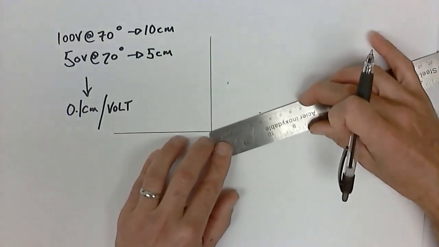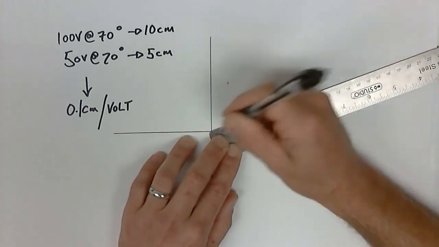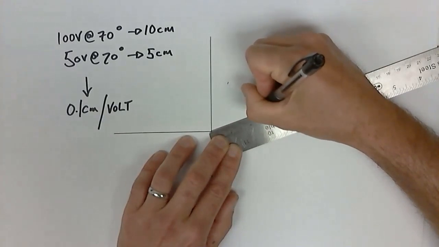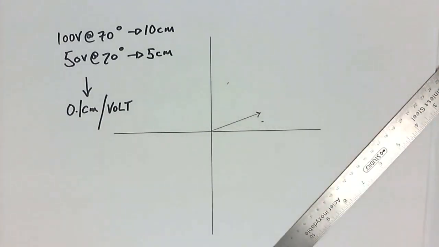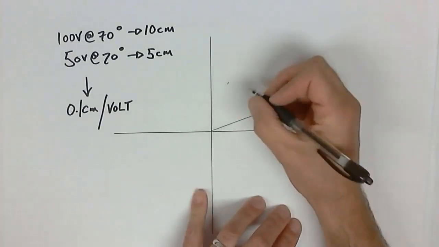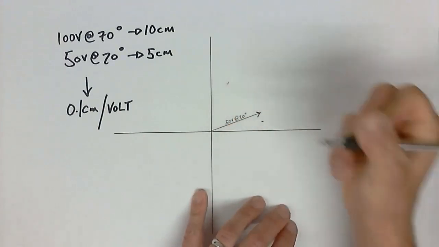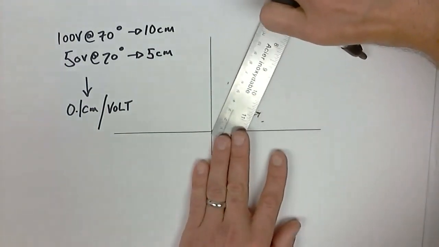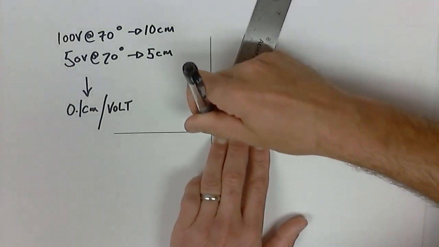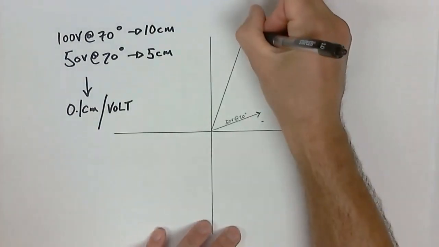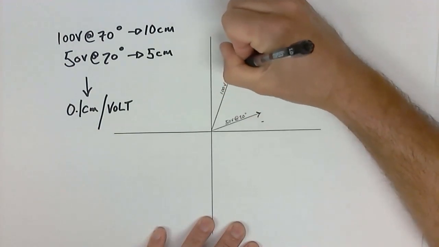20 degrees, and I'm going to do 50 volts, which would be 5 centimeters. Okay. There we go. And it actually ends up being right here. All right, so this is 50 volts at 20 degrees. The other one was this one. It's going to be 10 centimeters in length. It's going to start here. It's at 70 degrees. And this is 100 volts at 70 degrees.